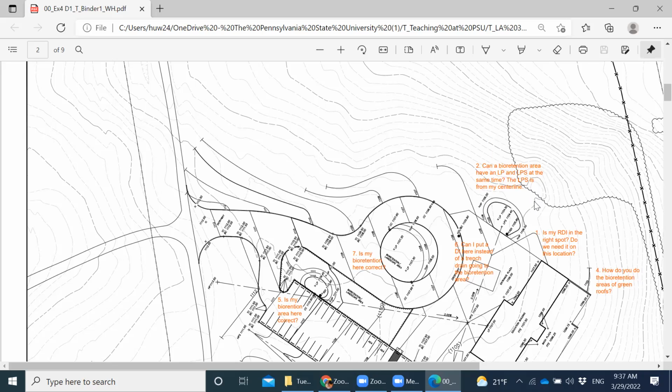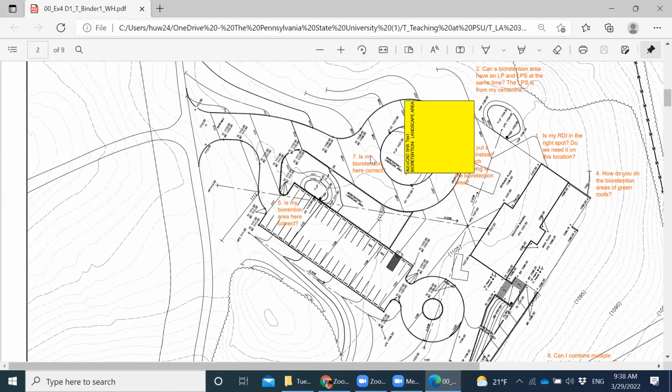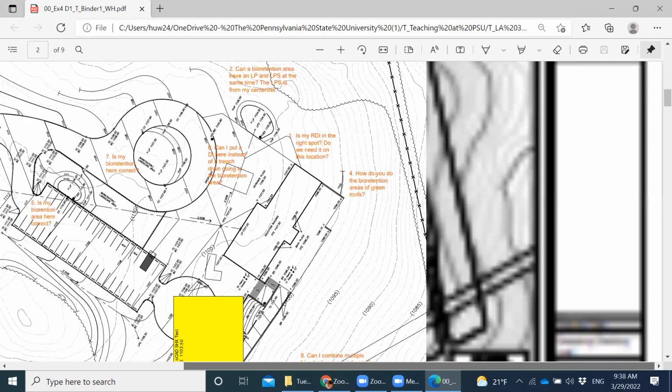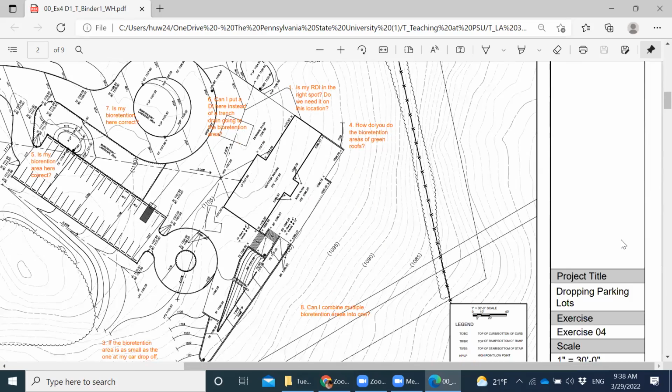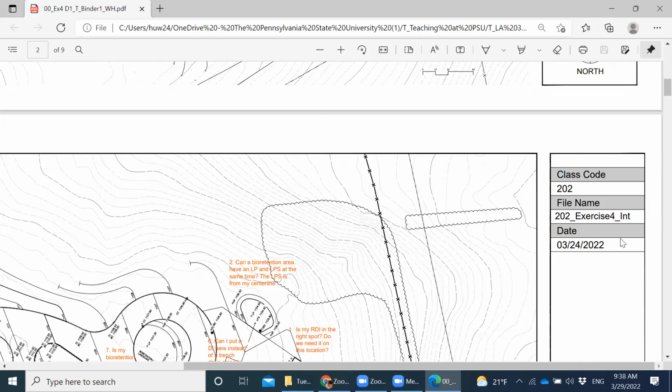LPS and LP at the same time. The LPS are my central lines. That's a good question. Is my RDI in the right spot? Is my fire retention here correct? Okay. I'm looking for a number here. 202.